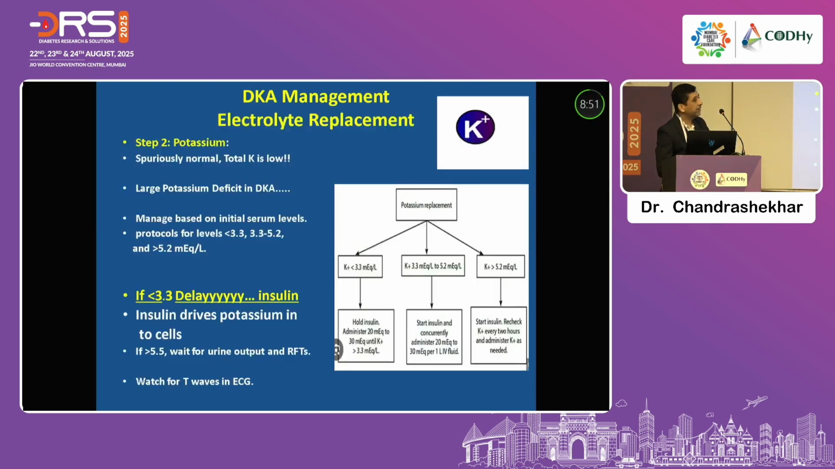And second step, I have not started insulin yet. Second critical step is about potassium, because potassium is the key factor, key management as far as DKA is concerned. We should be aware that we have a large potassium deficit in DKA. So overall, the management should be based on levels: if potassium is less than 3.3, if it is between 3.3 to 5.2, or if it is more than 5.2.